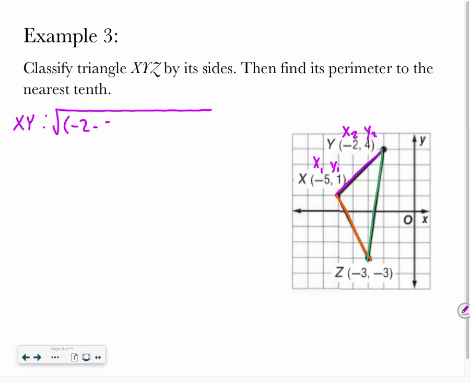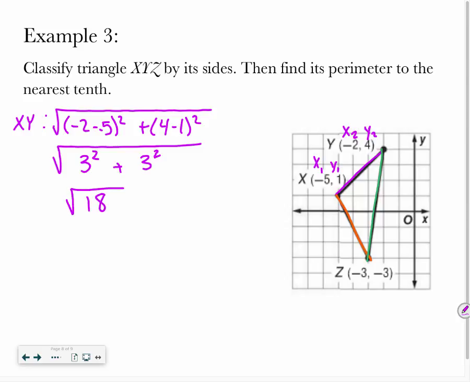So my x2 gives me the square root of negative 2 minus a negative 5 squared plus 4 minus 1 squared. So that is the square root of negative 2 minus negative 5 becomes negative 2 plus 5, or 3 squared, plus 4 minus 1 is 3, and then squared. So we have the square root of 18. 3 squared is 9. 9 plus 9 gives us the square root of 18. That is approximately 4.24.